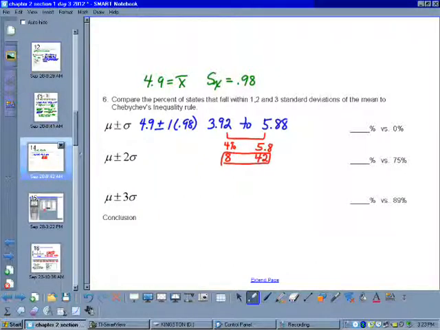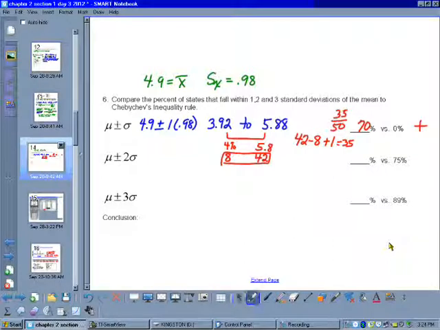So now I need to know how many pieces of data actually live in position 8 to position 42. Well, if we subtract, it almost gets there, but we have to add 1 to make sure we're taking care of the positions properly. And if we do that, we end up with 35. So 35 out of 50 pieces of data are within one standard deviation. That's 70%. So we are better than what Chebychev would have predicted.